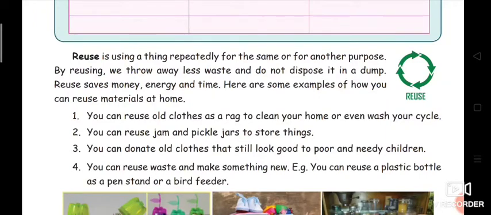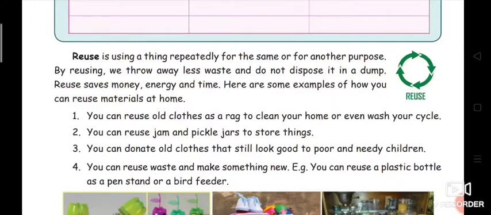So what is the main thing we can get from reusing? We throw away less waste, right? And do not dispose it in a dump. Okay, by reusing a material, we will be following this waste management method.